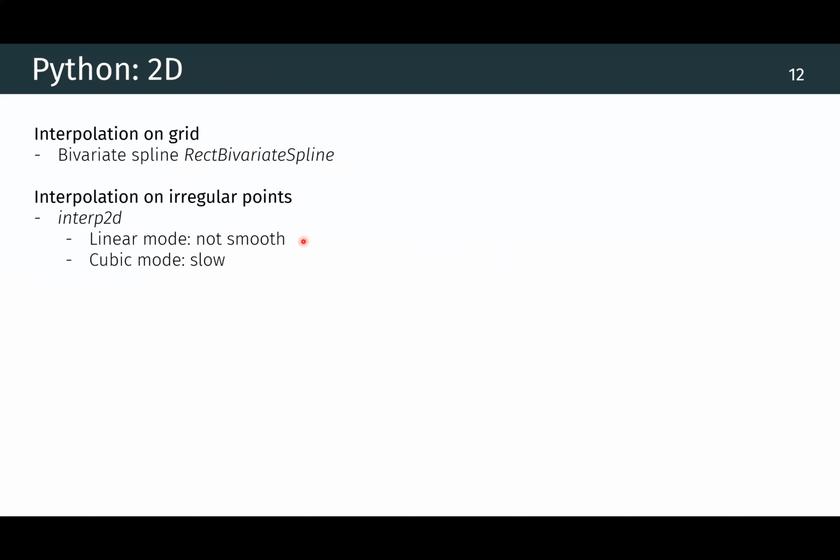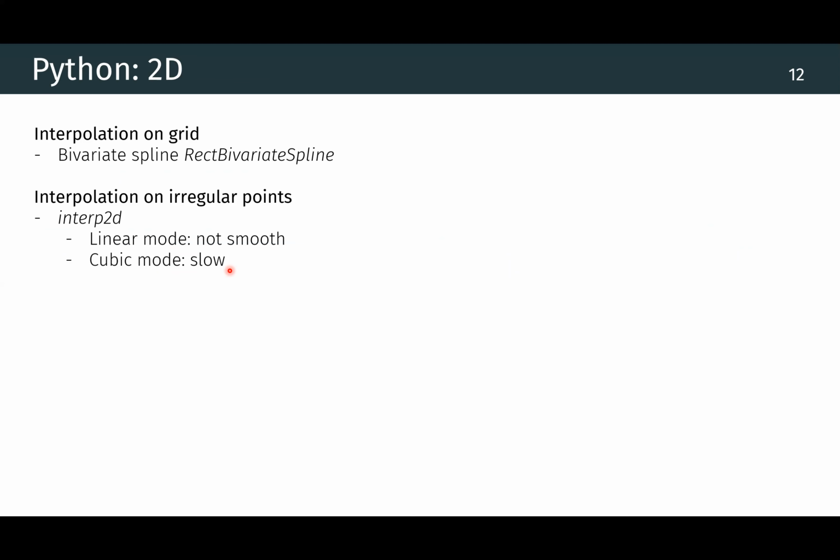You can either have the linear mode, which is effectively interpolating between nearest neighbors. That's fast but not smooth. Or you can have the cubic mode, which tries to map cubic splines in 2 dimensions. That's going to be slow, but at least smooth on first derivative. So that's what I want to talk about on interpolation in Python.